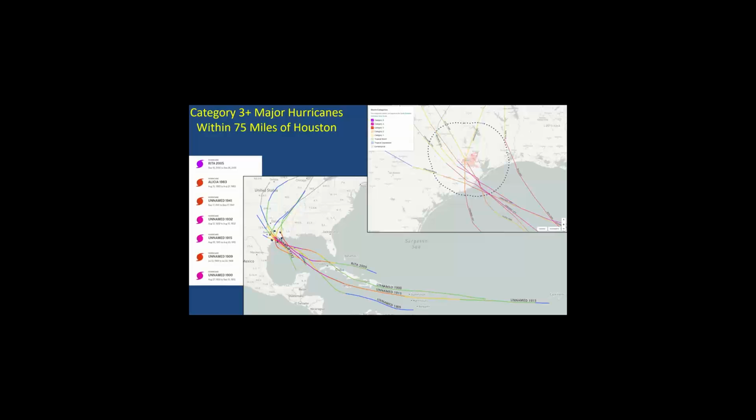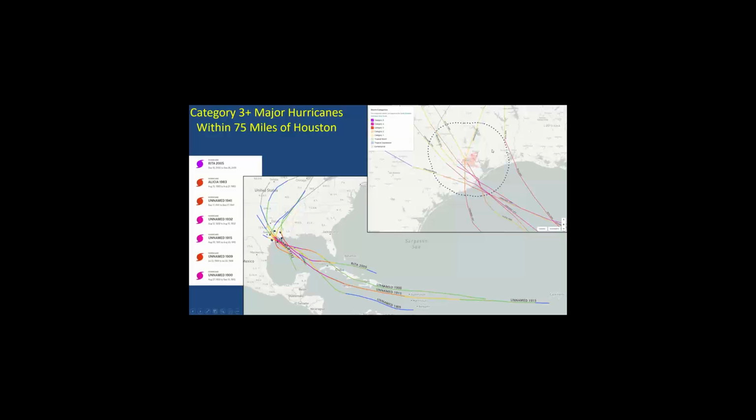Next, I'd like to show some of the storms that have impacted our area. So there is a website that I'll show you the link for in a moment. You can create maps like this, and you could say, okay, show me all the Category 3 or greater hurricanes that have passed within 75 miles of wherever. In this case, I picked Houston. And I say, okay, show me back to 1900.